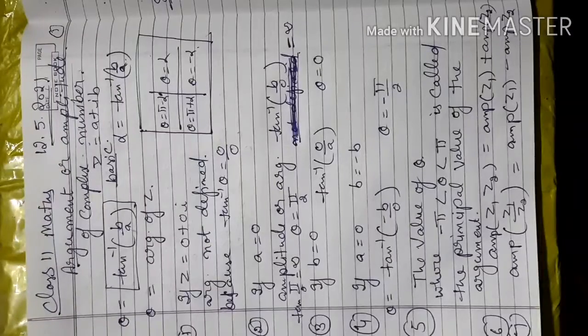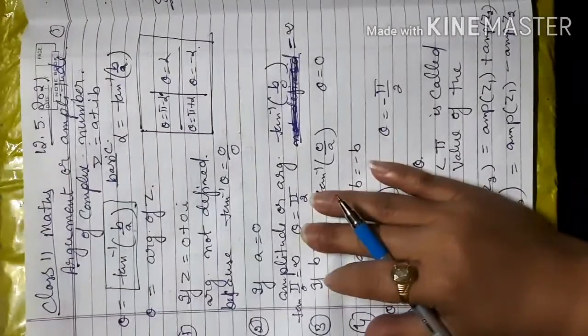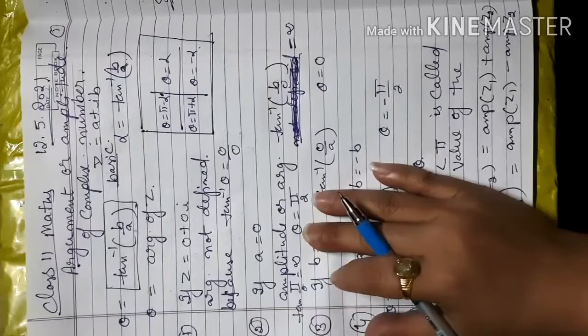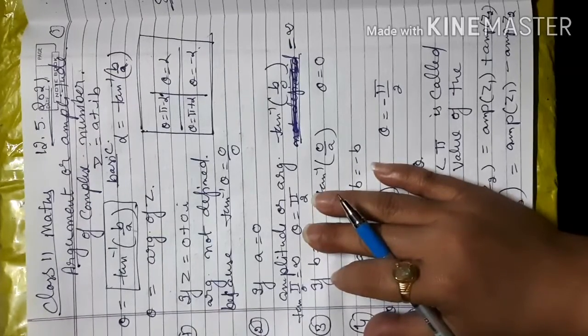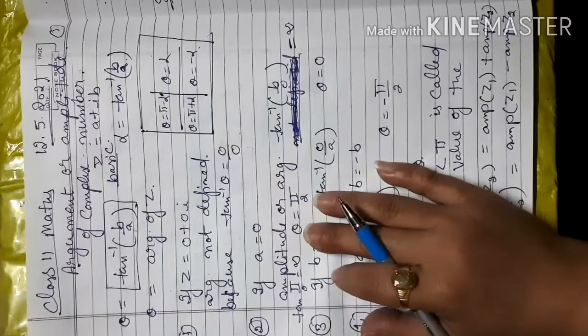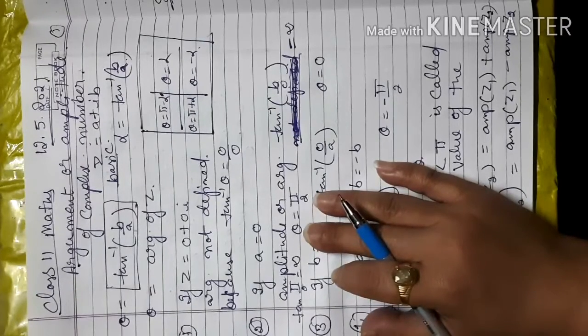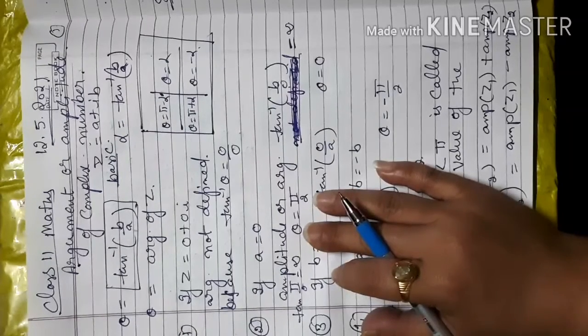So good morning everyone. Today, before going on to find the location of any complex number in the Argand plane, I'm discussing again the argument or amplitude. Both are the same condition of any complex number. That means you have to find the angle that the particular complex number makes in the Argand plane on the positive side of the x-axis.